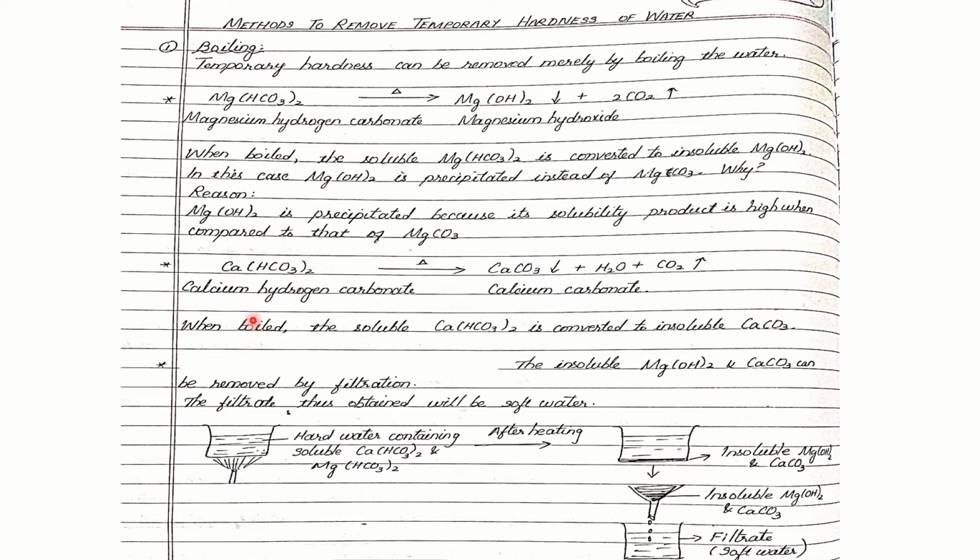Okay, now when boiled, the soluble calcium hydrogen carbonate is converted to insoluble calcium carbonate precipitate. Now, the insoluble magnesium hydroxide and calcium carbonate precipitates that settle at the bottom of the container can be removed by filtration, and the filtrate thus obtained will be soft water free from calcium and magnesium salts of hydrogen carbonates. Clear? So, this is one method by which we can remove temporary hardness of water.